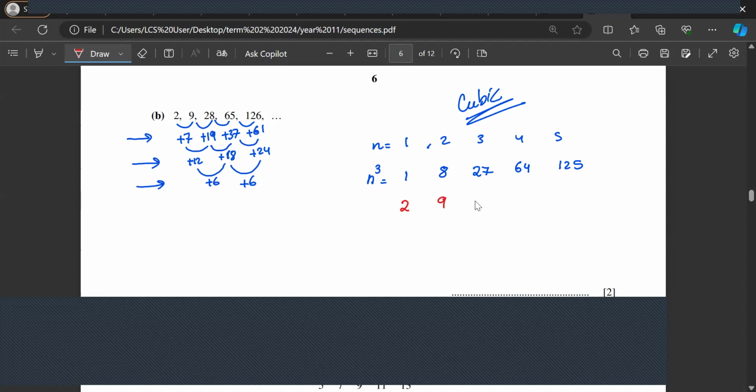Ihsan, are you concentrating? You were asking about this. Yeah, miss, I'm listening. Okay, so again, first I did what? I know it contains n cube. So I put n cube, which is 1, 8, 27, 64, and 125. Okay?